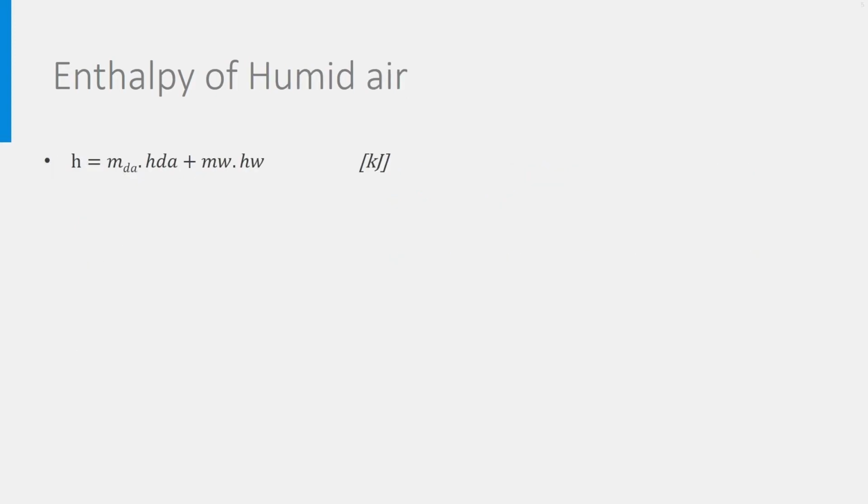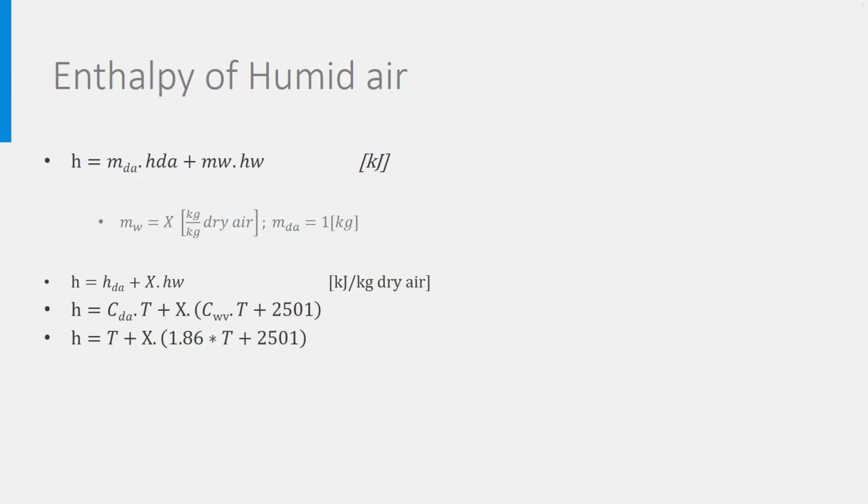Now that we know both enthalpies of dry air and water vapor, we can easily calculate the enthalpy of humid air. If the mass of water is m_W and the mass of dry air is m_dA, then the enthalpy of the humid air is m_dA times the enthalpy of dry air plus m_W times the enthalpy of water. We remember from other lectures that if we look at 1 kilogram of dry air, m_dA is 1 and m_W is x, the absolute humidity in kilogram per kilogram dry air. We can therefore rewrite the equation as H is H_dA plus x times H_W.